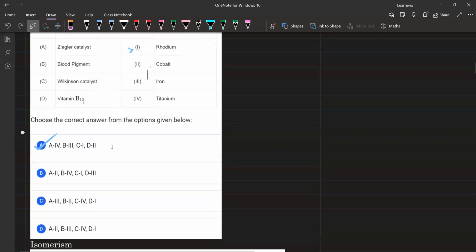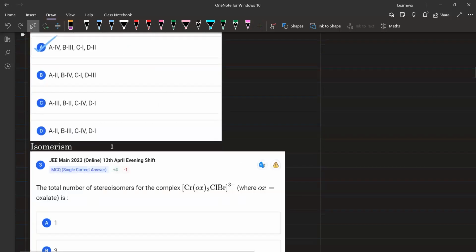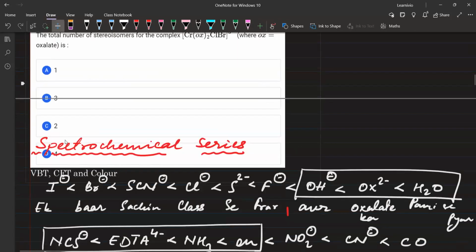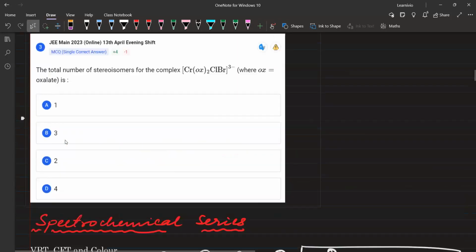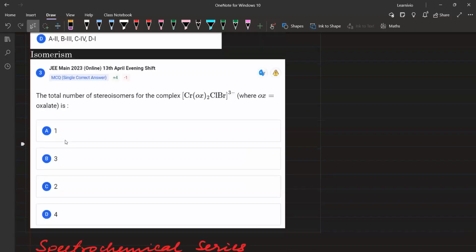Moving on, we have one question from my, sorry, इस पे कोई मैसेज पे आ गया। Try this. The total number of stereoisomers of the complex Cr(ox)2ClBr, 3 negative, where ox is oxalate ion.